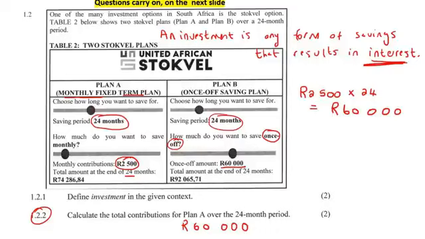Okay, so there, 60,000 rand. Okay, I see what these guys are doing now. You could either do 2,500 rand for 24 months, which is also going to be 60,000 rand, or you could just decide to give them 60,000 rand in the very beginning. That's the difference. Let's go to the next part.